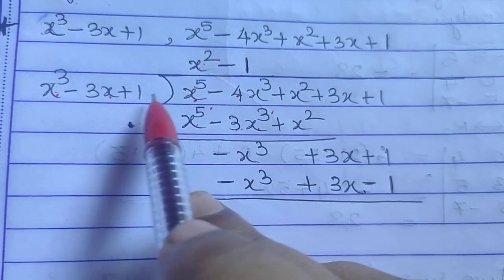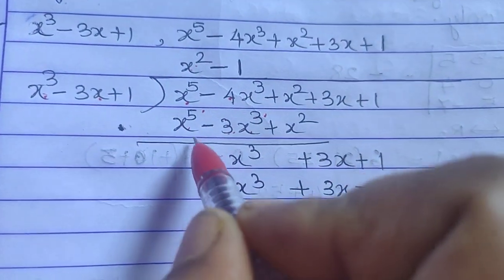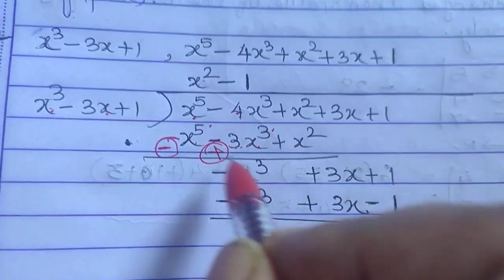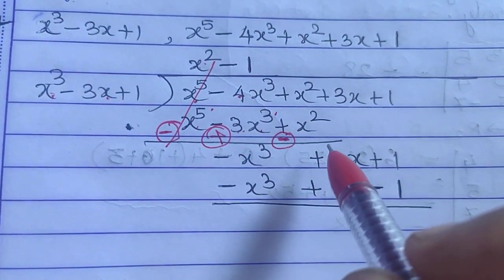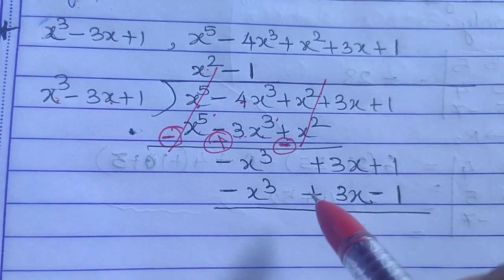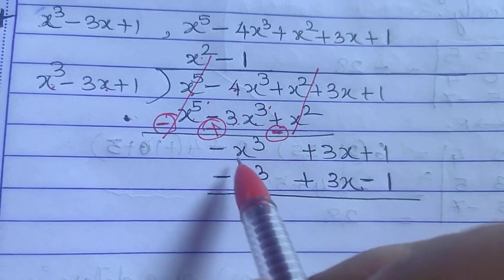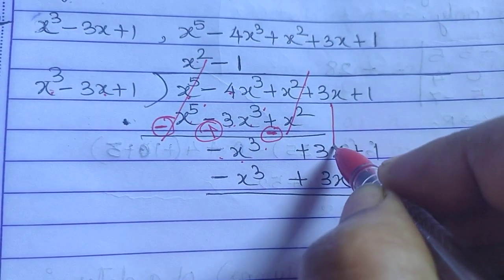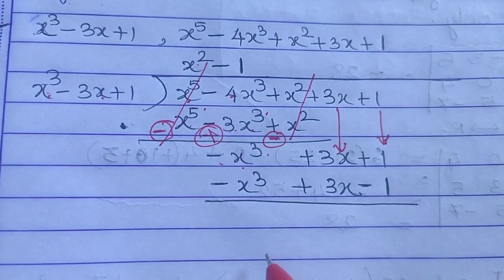Then x square into 1 will be x square. I have written x square here. I'm going to change the sign of these terms. This will be negative, plus, positive, and the negative sign again. The first term we can cancel directly: x to the power 5 minus x to the power 5 will get cancelled. Similarly, x square minus x square will get cancelled. And here minus 4x cube and plus 3x cube will be minus x cube. Then take this term 3x as it is down, as well as 1. So I have written 1 as it is.